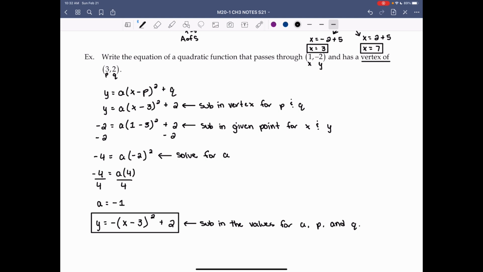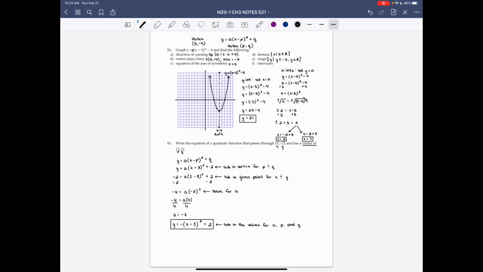In your equation, you should still have the variables x and y, but a, p, and q should now be numbers. So a is negative 1, p is positive 3, and q is positive 2. So we get y equals negative (x minus 3) squared plus 2. Just going to fix this bracket, it's annoying me. That brings us to the end of Chapter 3, Lesson 2.